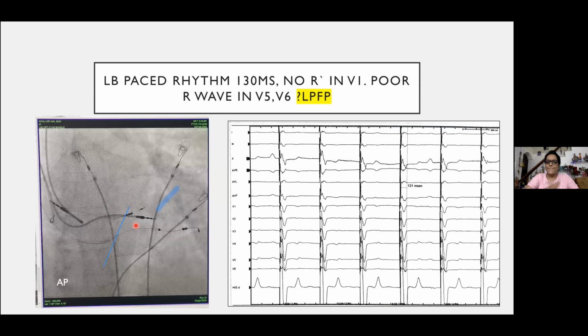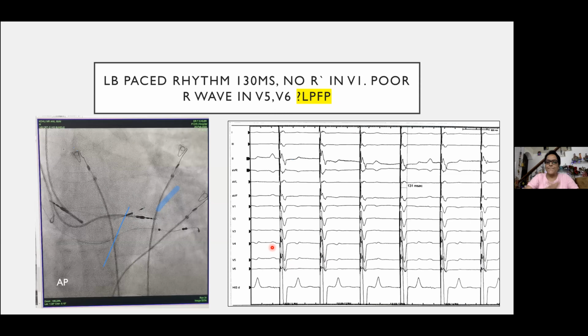So LV paced narrowed the QRS to 130 milliseconds, but the problem was, again, no R in V1 and a very poor R wave in V5, V6. You see in V5, V6 there's no R. We don't see good LV forces here, even though the QRS is narrowed. Either we can accept it or we can do something about it. So what do we do if we want good LV forces?